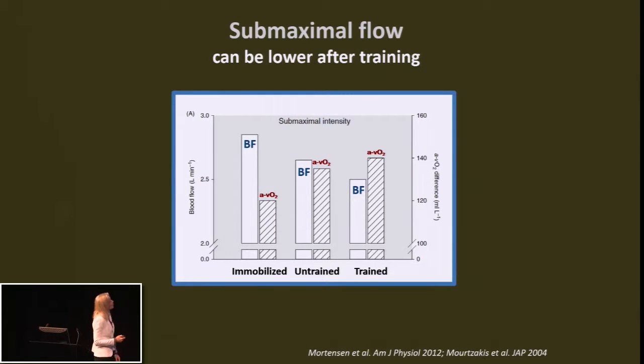And we'll start by looking at submaximal flow and what happens when you train with submaximal flow. So this is just sort of not direct data, but from a review. You see here immobilized leg, a leg that has been immobilized for 2 weeks, young active guys that have been given a plaster for a full-length cast. We have untrained and we have trained. And here you see the white here is the blood flow levels. And compared to the untrained, we see that the immobilized leg has a greater blood flow for the same submaximal work, and the trained has a lower blood flow.